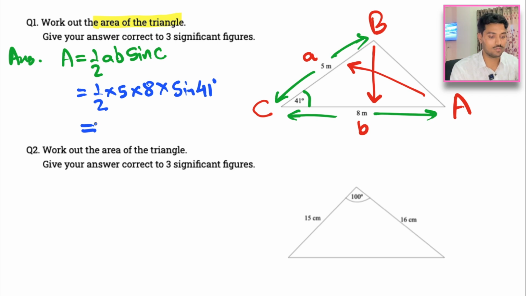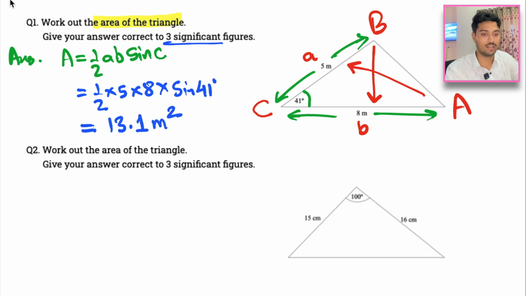So 0.5 multiplied by 5 multiplied by 8 multiplied by sine 41 degrees, and that is 13.12. Correct up to three significant figures, it will be 13.1. It's an area, so write it in meter square, and that's the answer. So this is how we use the sine formula to find the area of triangles where the height is not known, two lengths and the angle between those two lengths are known to us. Let's check the next one.